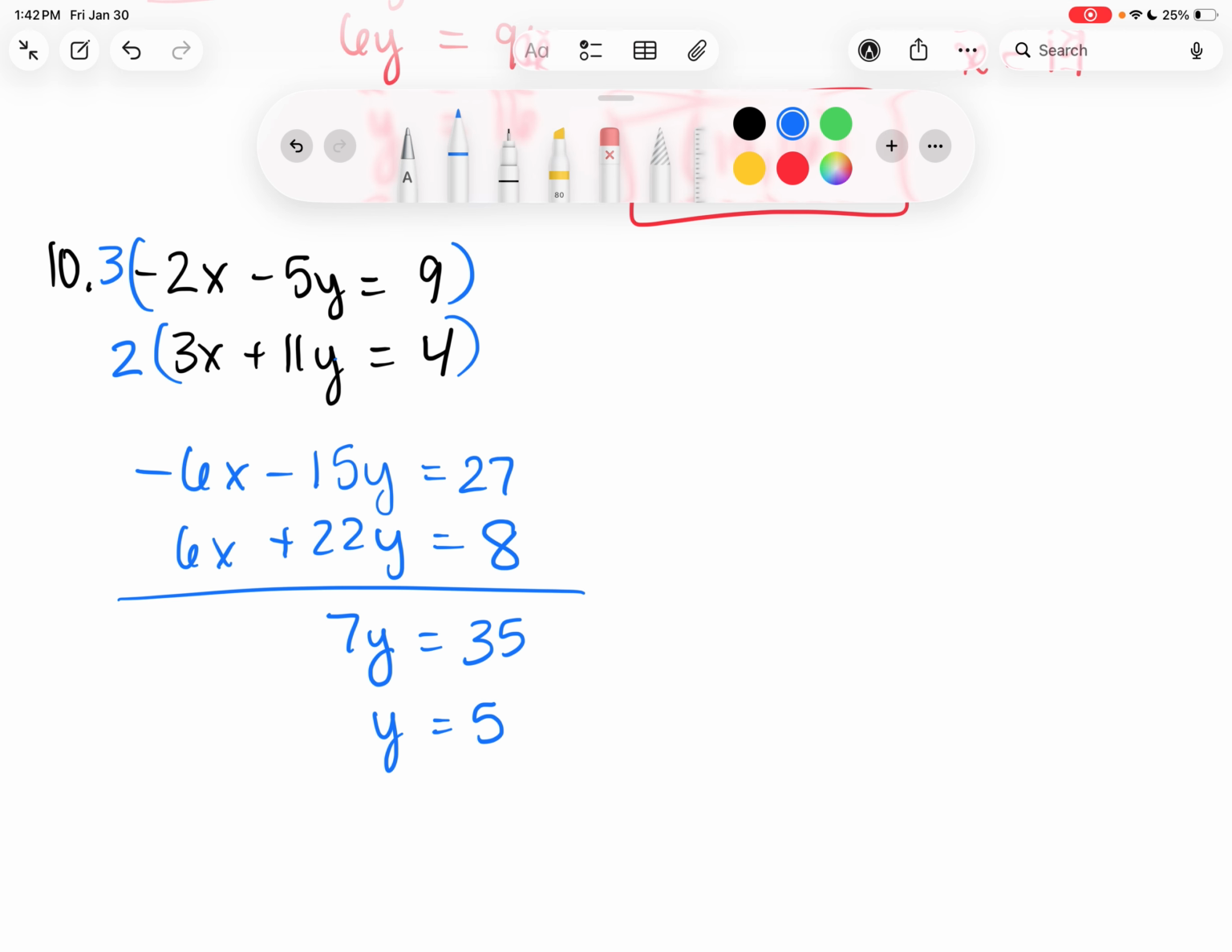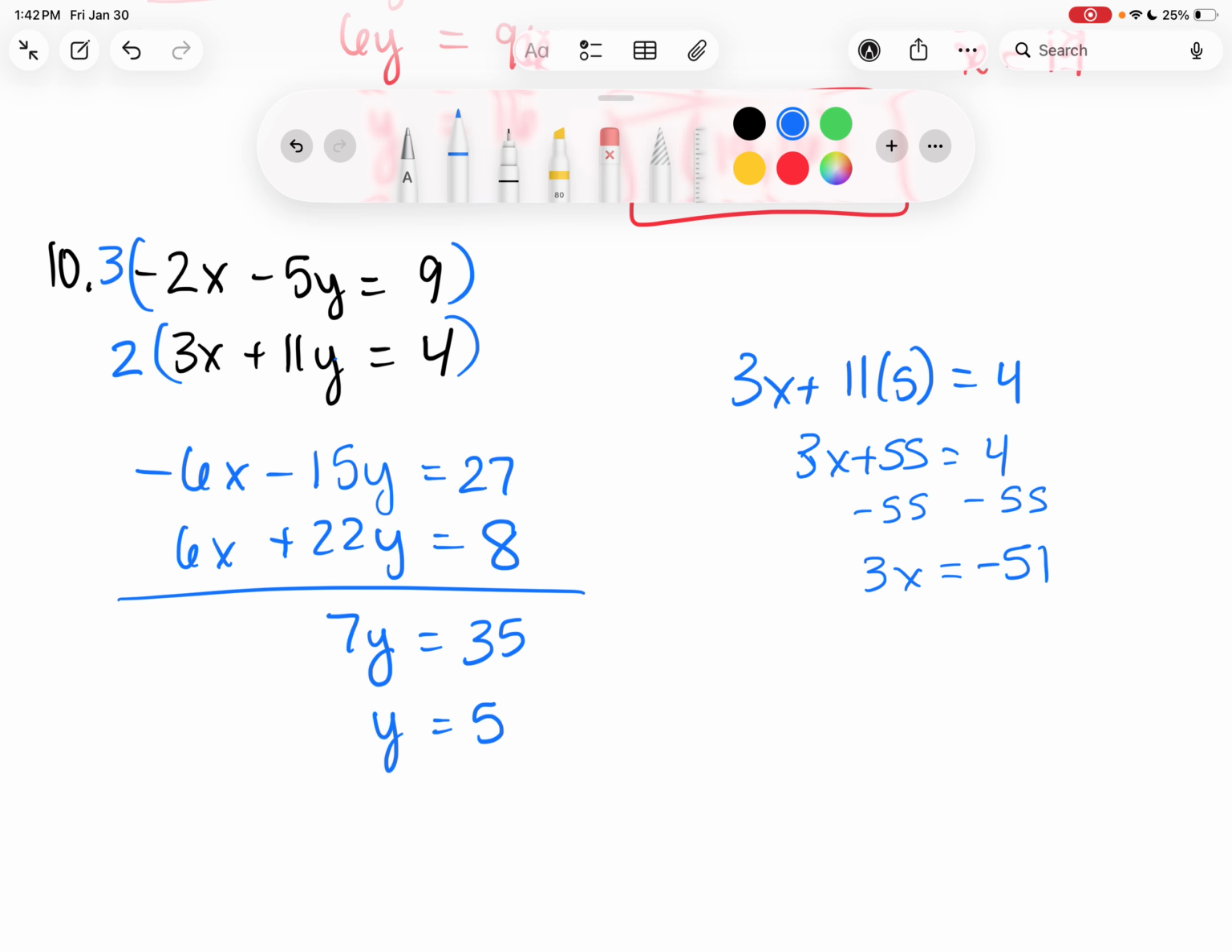This one? All right, so we've got 3x plus 11 times 5 equals 4. So 3x plus 55 equals 4. Subtract 55. So I've got 3x equals negative 51. Divide by 3. So x equals negative, what is that, 19? No, 17. I was like, wait a second. And so then our answer is negative 17, 5.